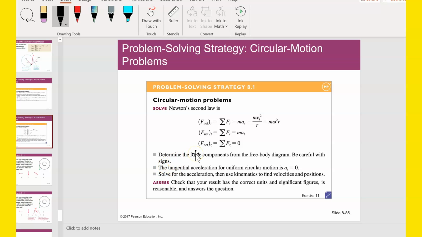Anything pointing toward the center of the circle is positive in the R direction. Anything going counterclockwise is positive in the T direction. If it's going away from the center of the circle, it's negative in the R direction. And if it's going clockwise around the circle, it's negative in the T direction.